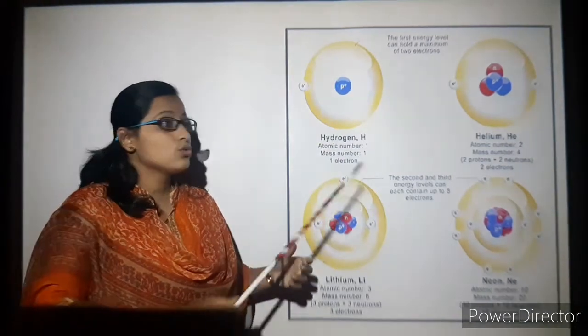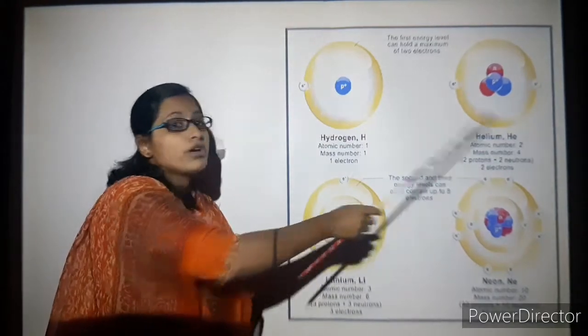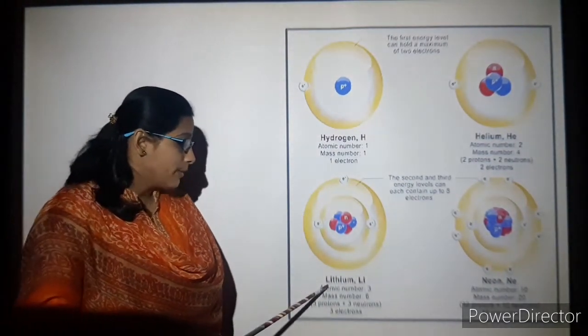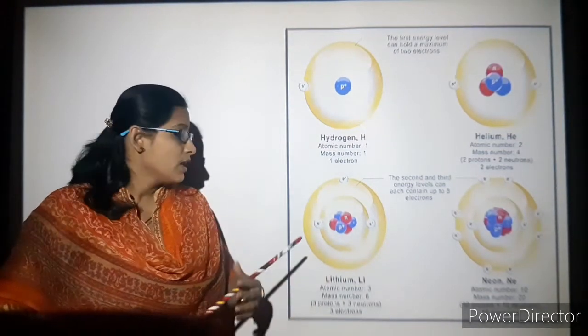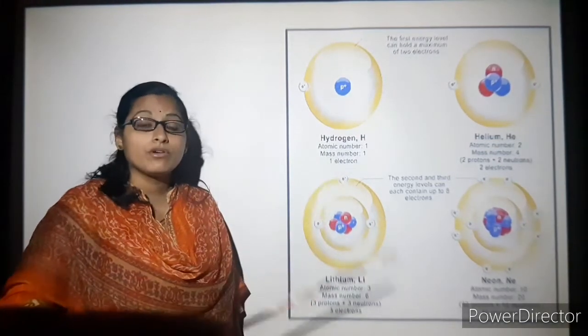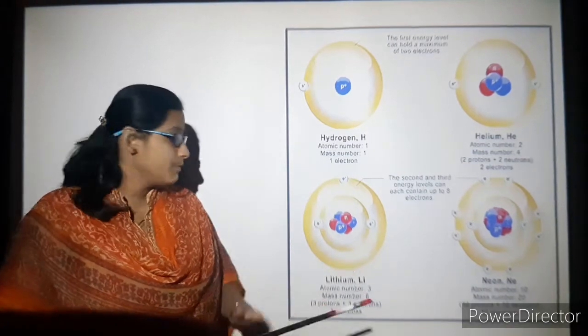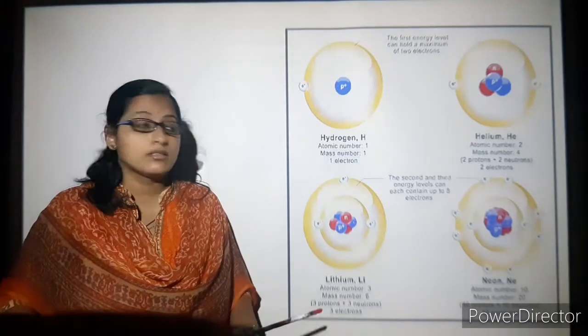So you can see that 2 protons and 2 neutrons added together will give 4 as the mass number. So next, coming to lithium, you can see that lithium's atomic number is 3, wherein you have the number of protons as 3 and number of neutrons also as 3. So when added up together, you can see that the mass number is 6.